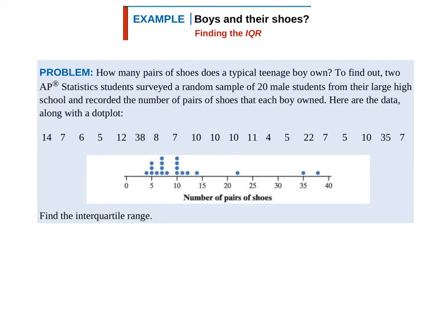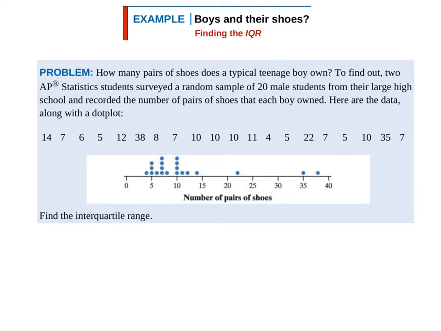So let's put all that quartile knowledge to the test and work out an example. This example, now pardon the gender binary here, is called Boys in Their Shoes. So our problem is, how many pairs of shoes does a typical teenage boy own? To find out, 2 AP Stats students surveyed a random sample of 20 male identifying students from their large high school and recorded the number of pairs of shoes that each boy said that they owned.